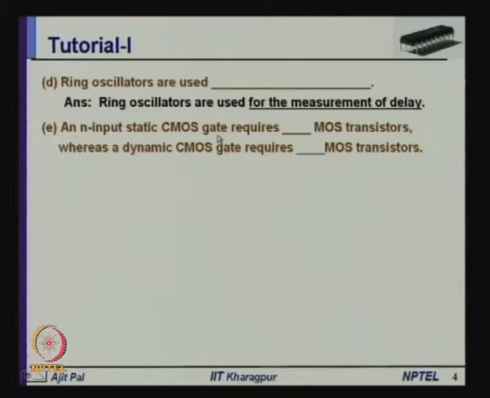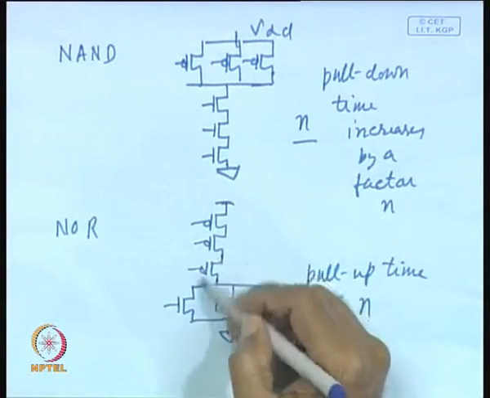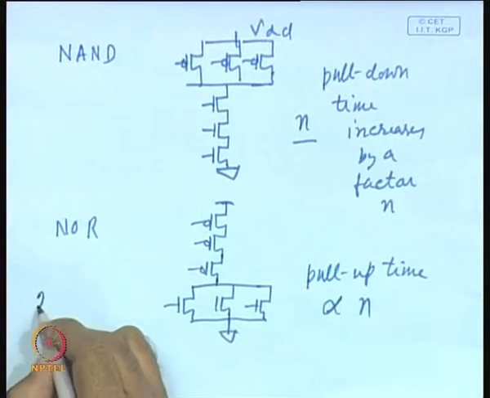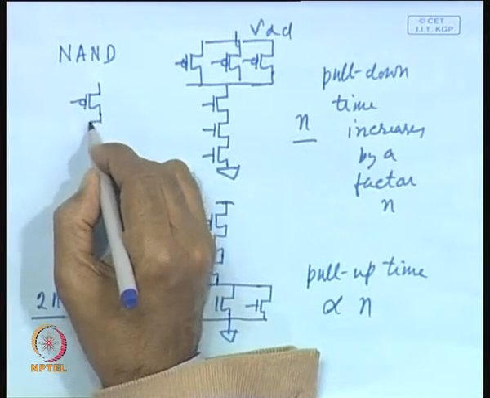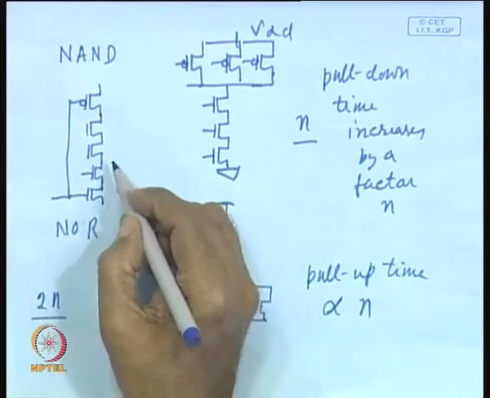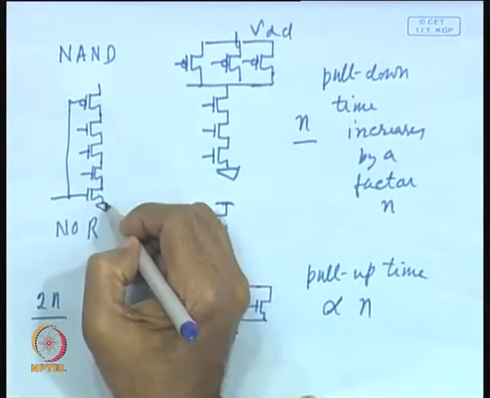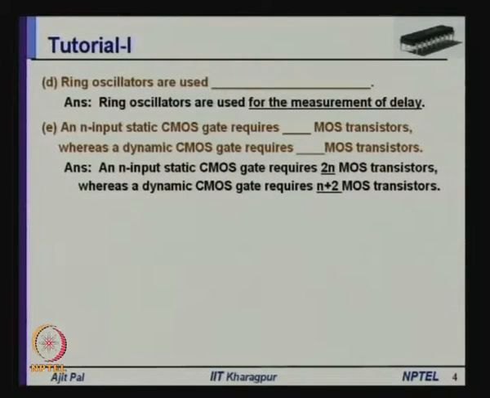So, an N input static CMOS gate requires how many MOS transistors, and a dynamic CMOS gate requires how many transistors? So, this is the question. As you know, an N input static CMOS gate requires 2N MOS transistors if N is the number of inputs. For example, here this is a 3 input NAND gate, so we require 6 transistors. This is a 3 input NOR gate, we require 6 transistors, that means 2N is the number of transistors that we require. On the other hand, whenever we go for dynamic CMOS, we can use either the PMOS network or the NMOS network. Whatever we use, say in this case we have used NMOS network, in that case we require these N transistors plus 2. So, in this case we require N plus 2 transistors. So, that is the answer. An N input static CMOS gate requires 2N MOS transistors, whereas a dynamic CMOS gate requires N plus 2 MOS transistors. Okay.